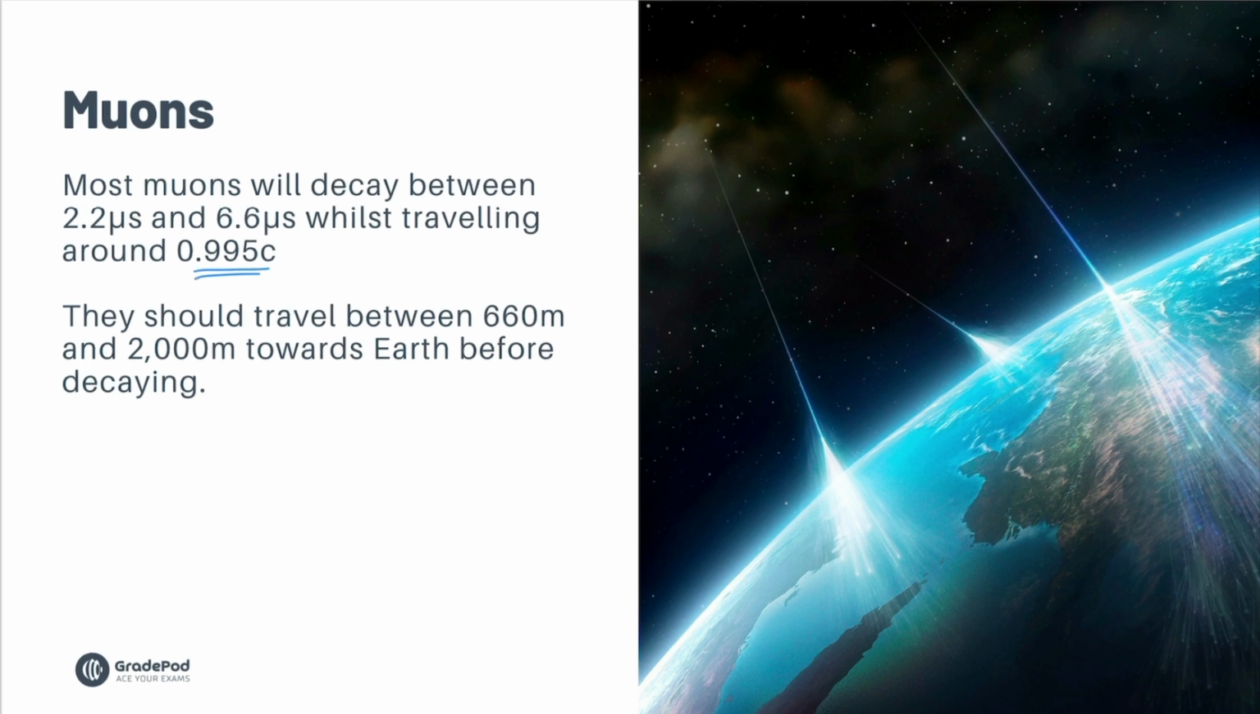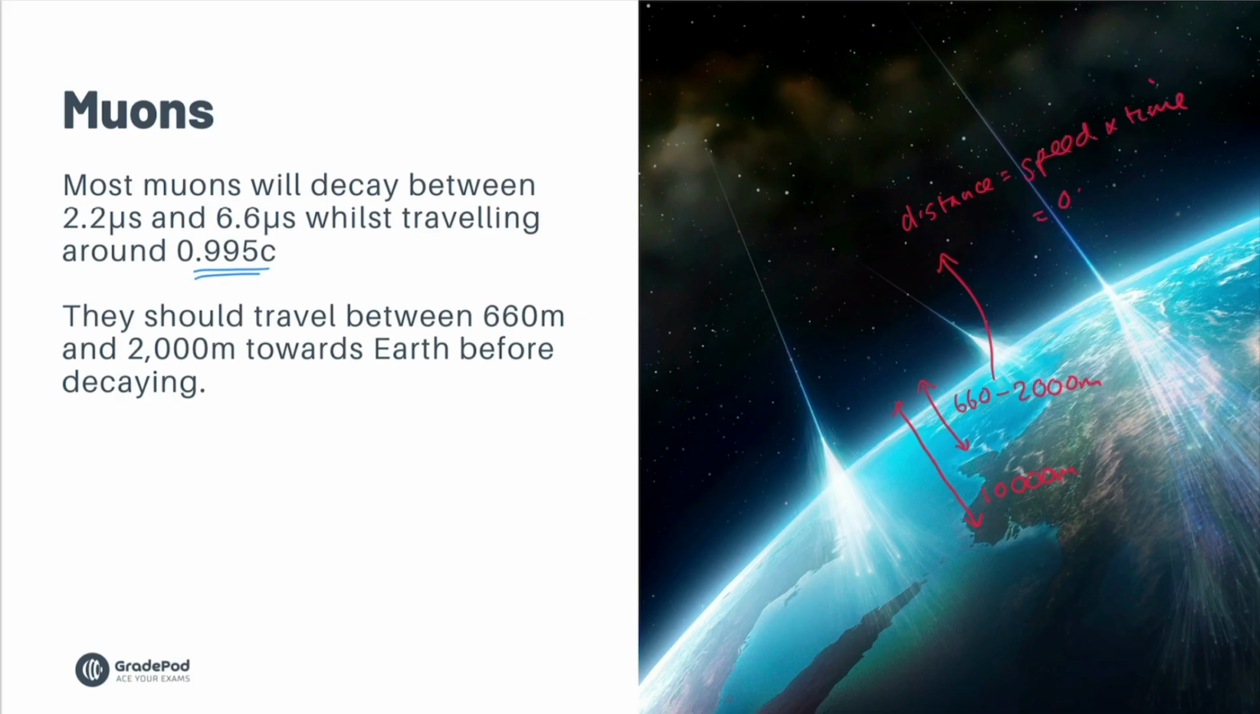That means if we take their speed, which is a factor of 0.995 of the speed of light, they should only travel between 660 metres and 2,000 metres towards the Earth's surface after they've collided with these particles. But do you remember I told you that the Earth's atmosphere is 10,000 metres above the Earth's surface? Wait a minute. How do we know that they should only travel between 660 and 2,000 metres? Well, distance equals speed times time.